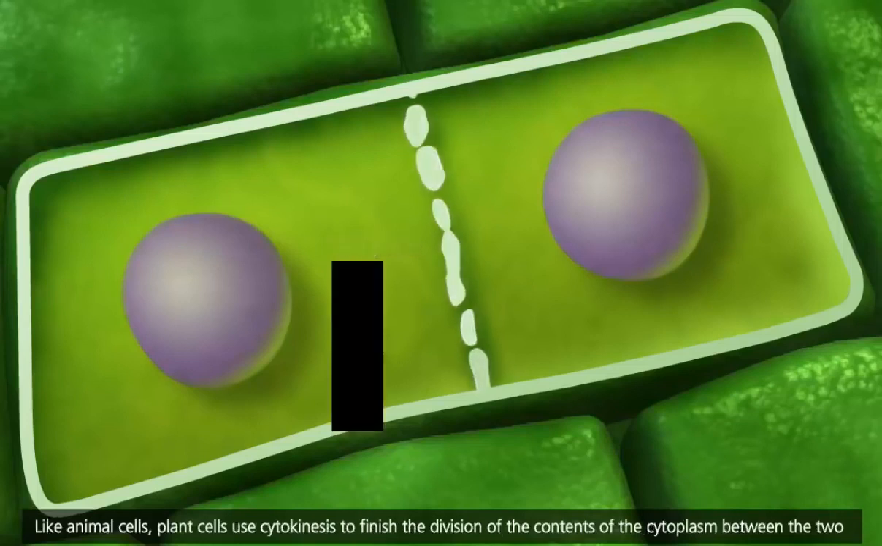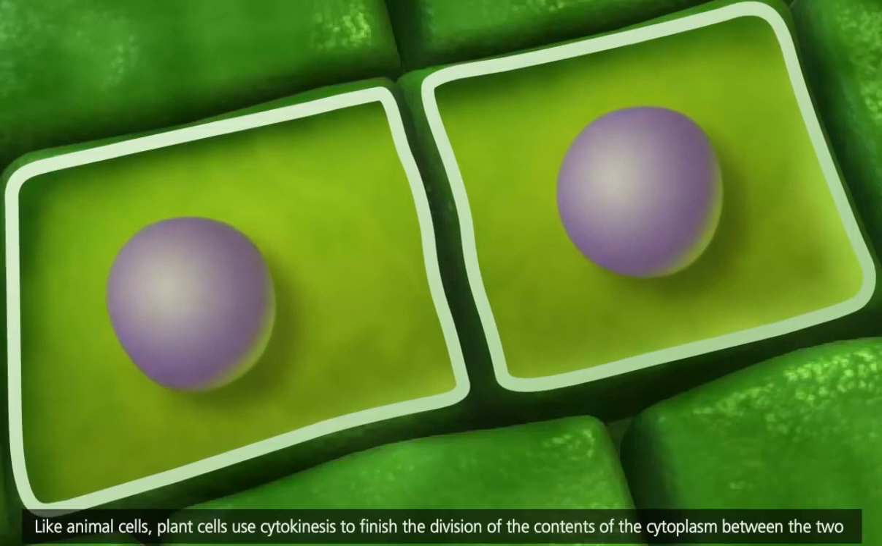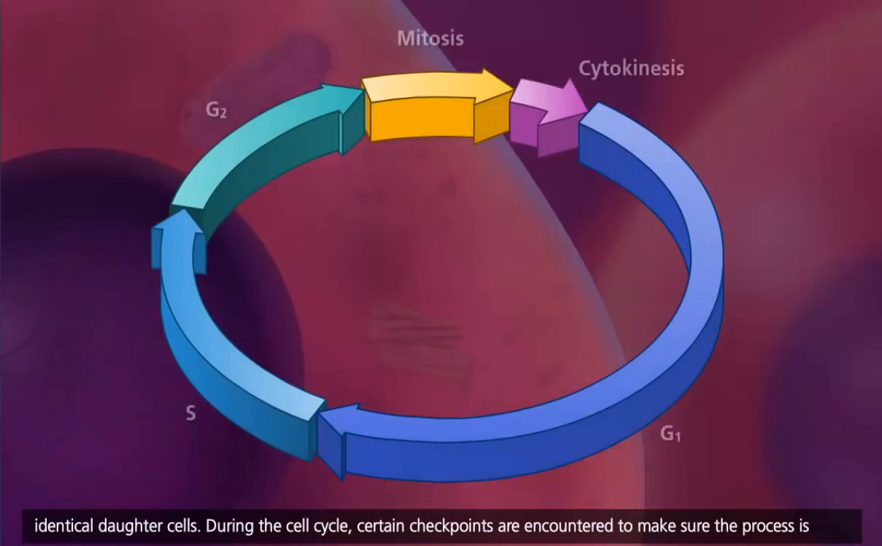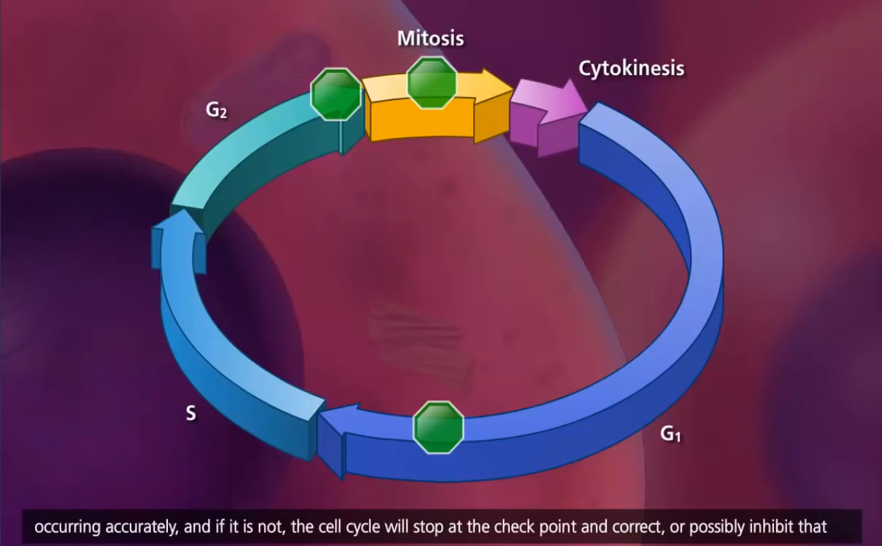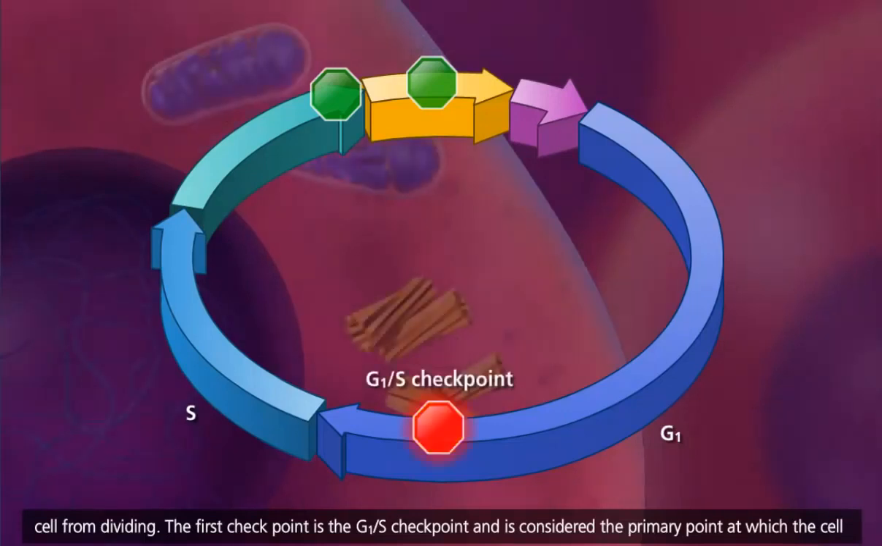Like animal cells, plant cells use cytokinesis to finish the division of the contents of the cytoplasm between the two identical daughter cells. During the cell cycle, certain checkpoints are encountered to make sure the process is occurring accurately. And if it is not, the cell cycle will stop at the checkpoint and correct, or possibly inhibit that cell from dividing. The first checkpoint is the G1S checkpoint, and is considered the primary point at which the cell cycle continues or stops.